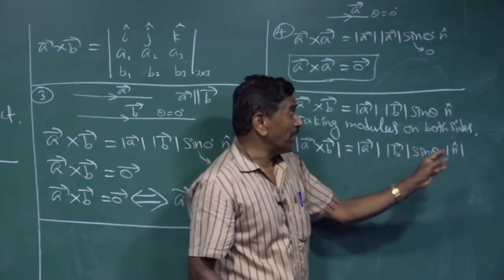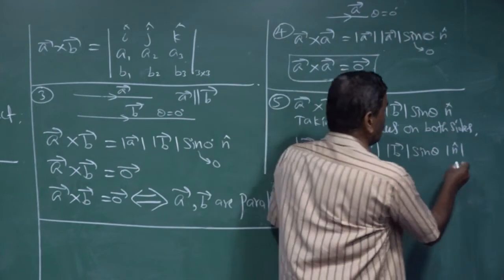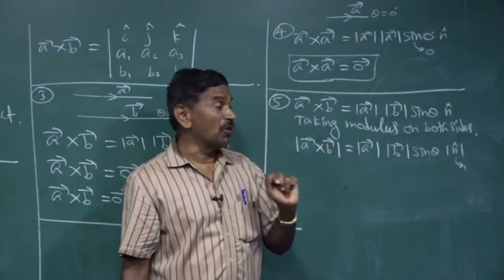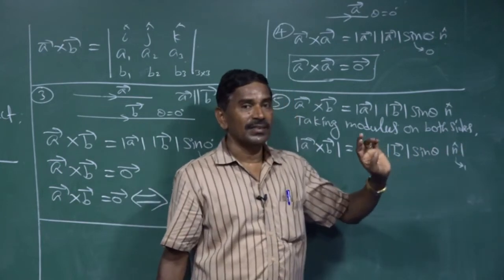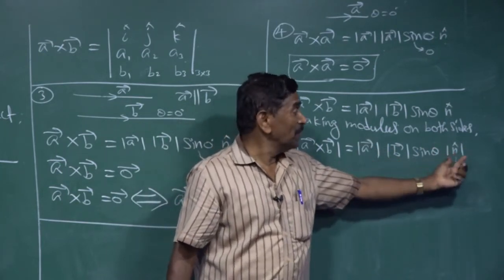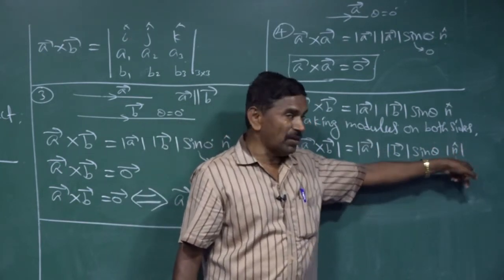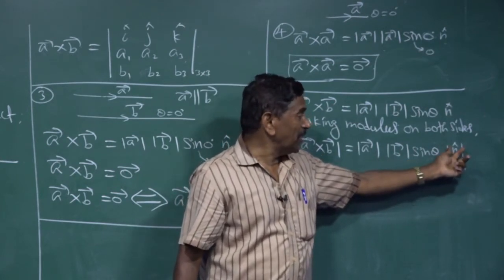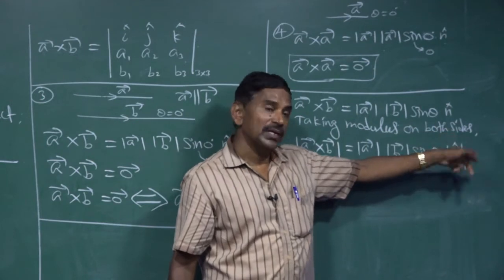Can you tell me what is modulus n cap? Very good, it is 1. Why? Because n cap is a unit vector. The magnitude of a unit vector is equal to 1. If the magnitude of a vector is equal to 1, then the vector is said to be a unit vector.